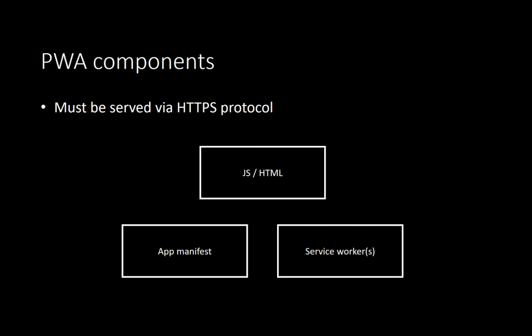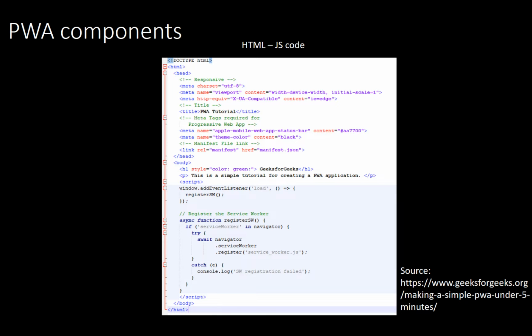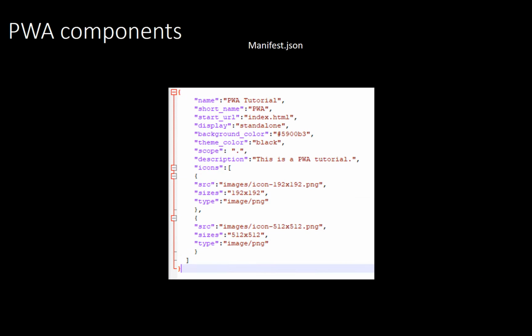The HTML and JavaScript code references two other important components that make a progressive web application installable and capable to work offline. Those two important components are the manifest JSON file and the service worker. Let's look at a very minimal example of a progressive web application provided on the Geeks4Geeks tutorial website. There is the HTML code of the application that references the service worker and manifest JSON files.